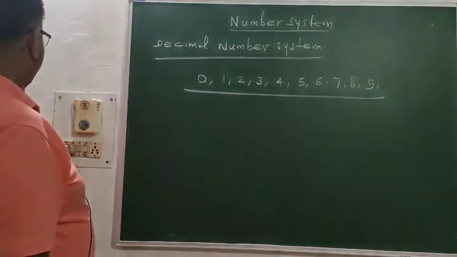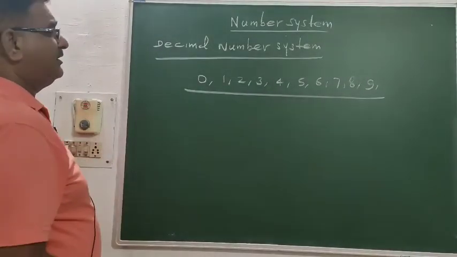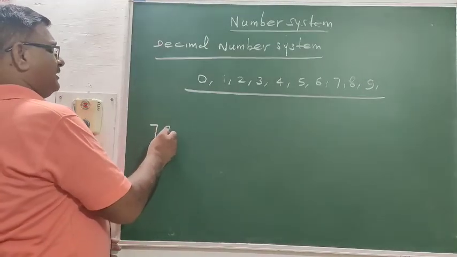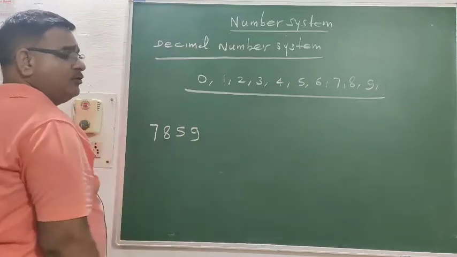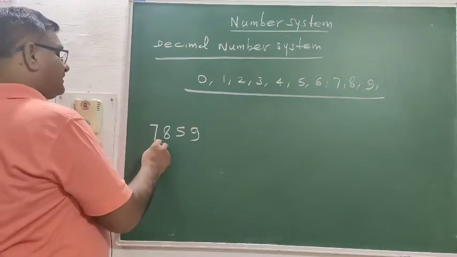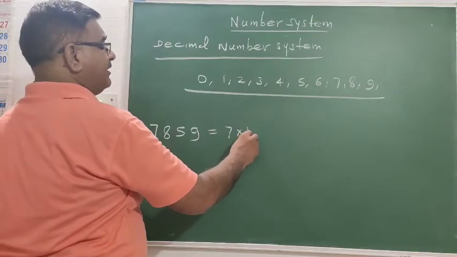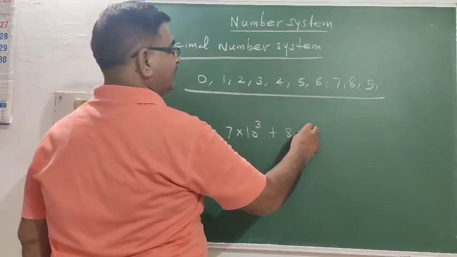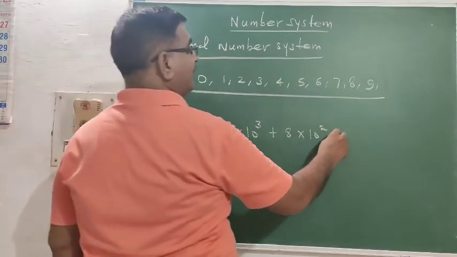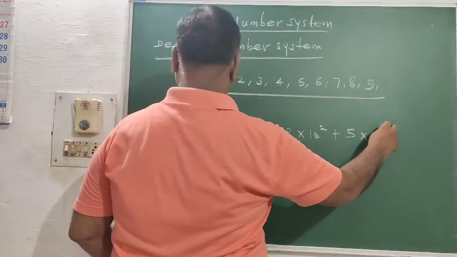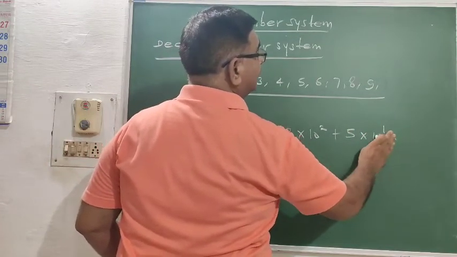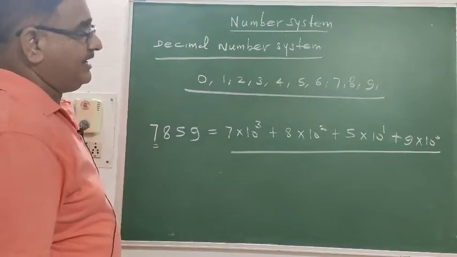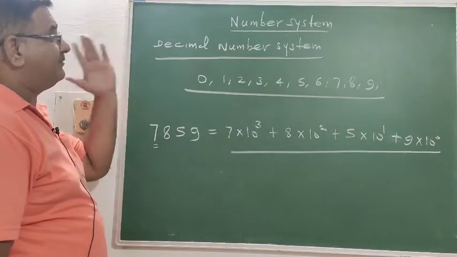And you remember, in the decimal number system, the place value is very important. Suppose you have a number 7859. The place value of 7 is 1000. So you say 7 into 10 to the power 3 plus 8 into 10 to the power 2 plus 5 into 10 to the power 1 plus 9 into 10 to the power 0. This is the place value chart for a number in the decimal number system.